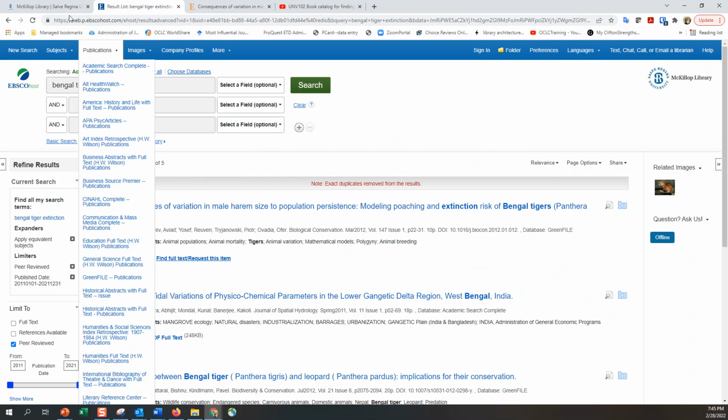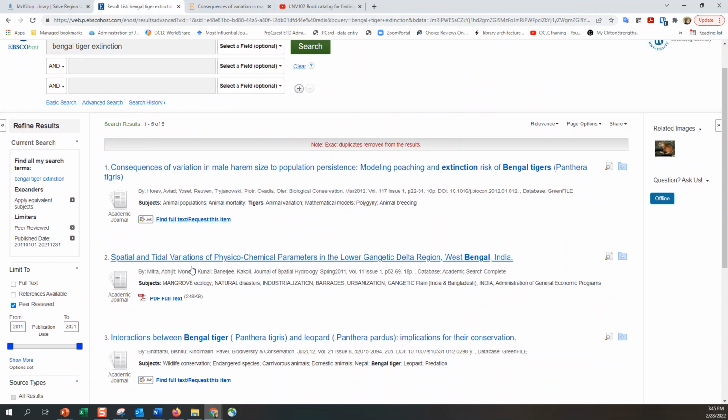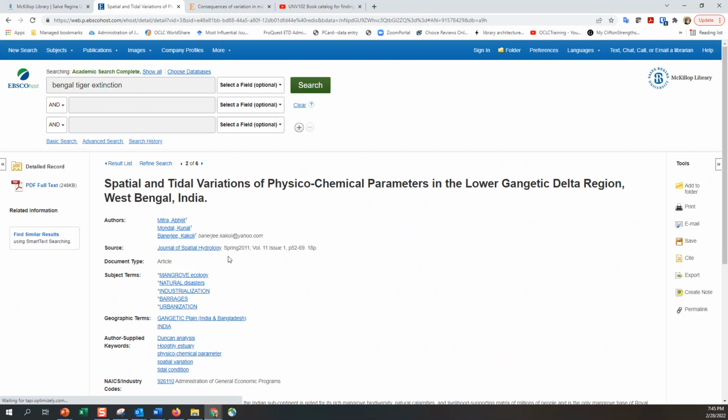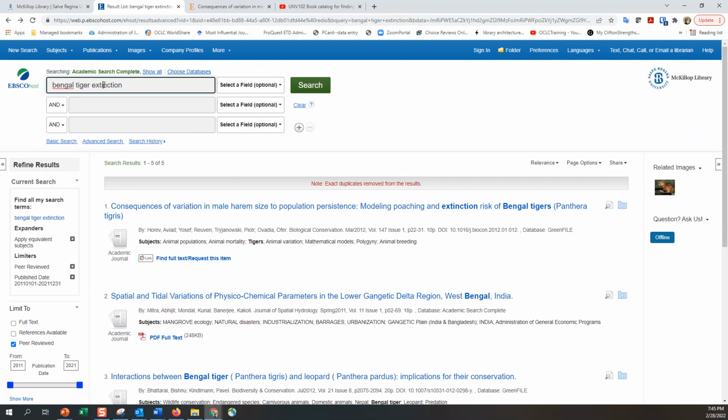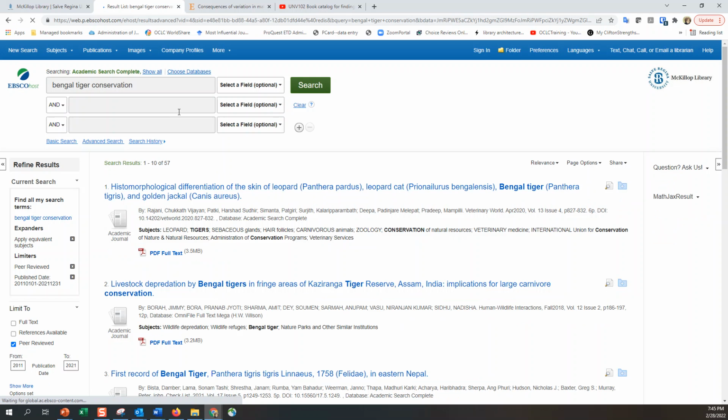Now, if we go back to EBSCO, it also does this. So if we clicked on this article, for example, this one is totally not what we're looking for. Let's see if we can find an article that's a little more on our level. So I'm actually going to redo the search with conservation and see what happens. And we did much better with this one. We have 57 results. We're still peer-reviewed, still 10 years.